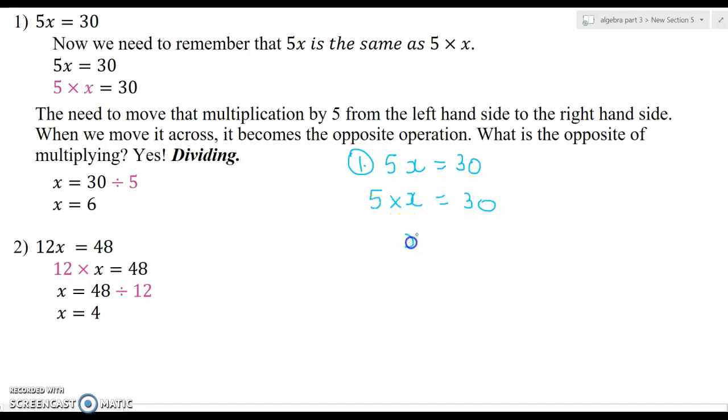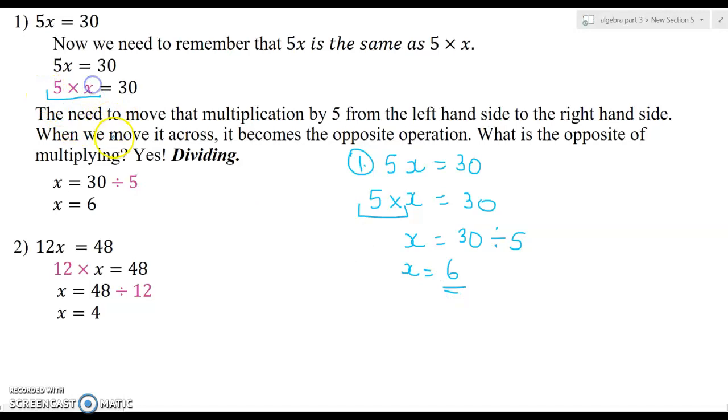I want to find the value of x, meaning I need to move across this multiplication by 5. That will become division by 5 because the opposite operation of multiplying is division. So it becomes 30 divided by 5, and that is equal to 6. Right, so you see how I wrote it here?